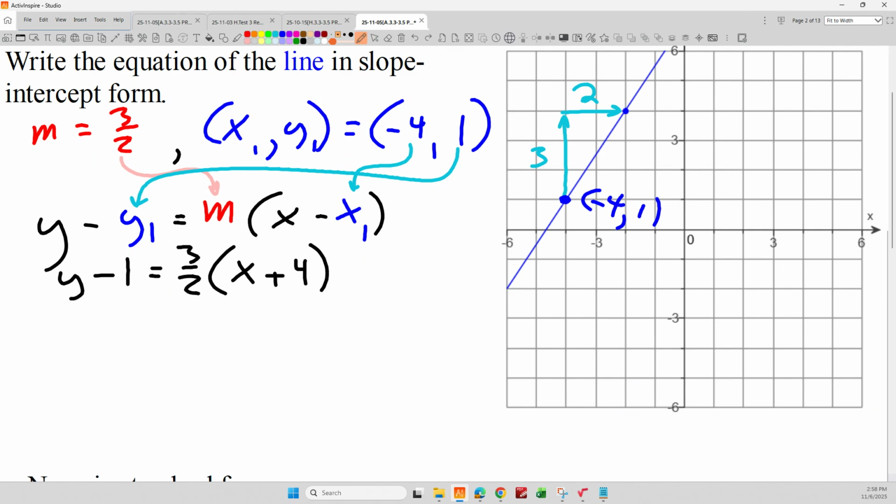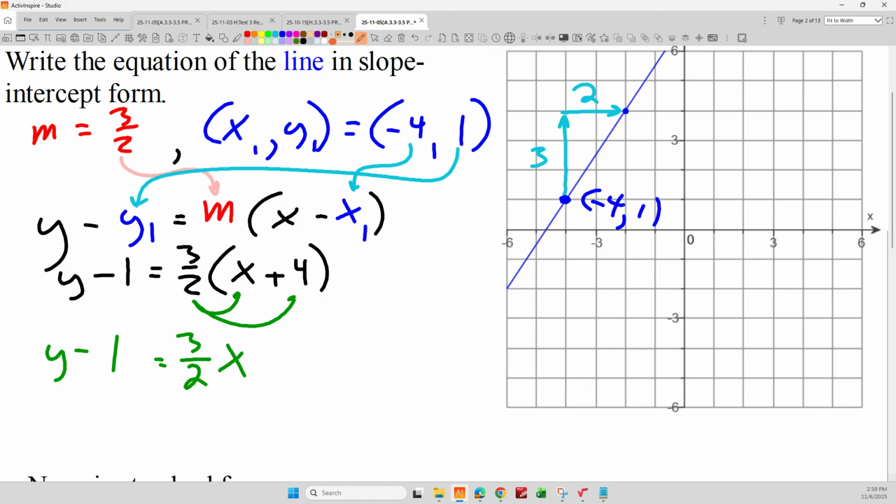Okay, so what happens if I distribute my slope? What am I going to get? I still have y minus 1 on the left side. What do I get when I distribute to the first term? 3/2 x.